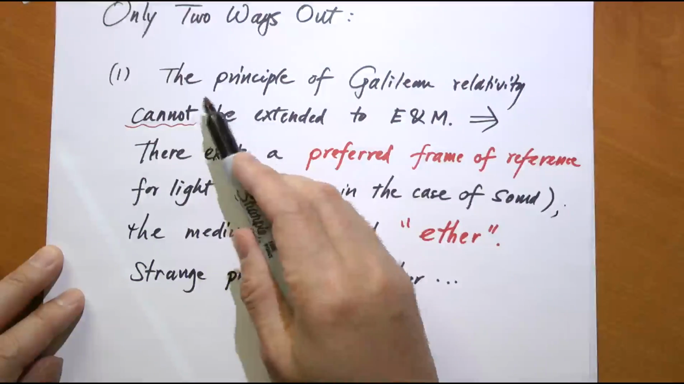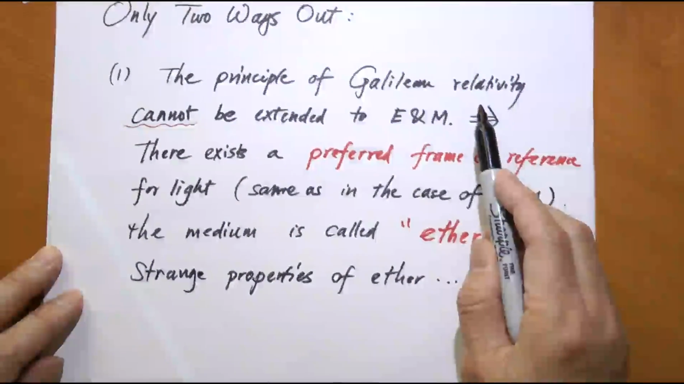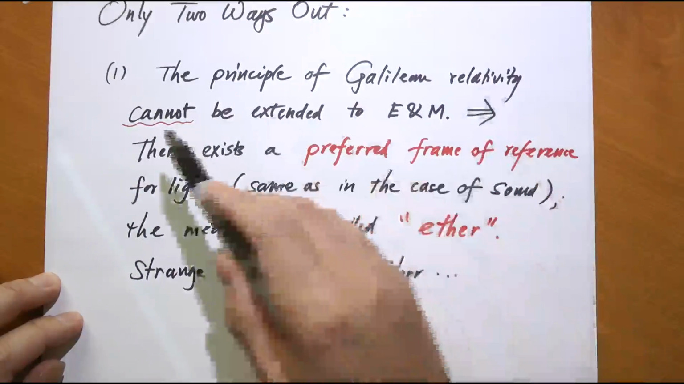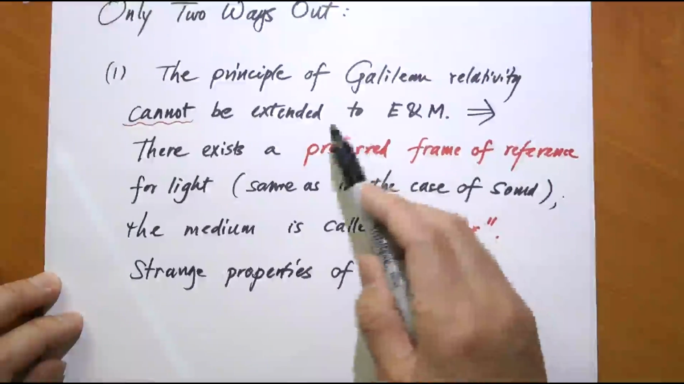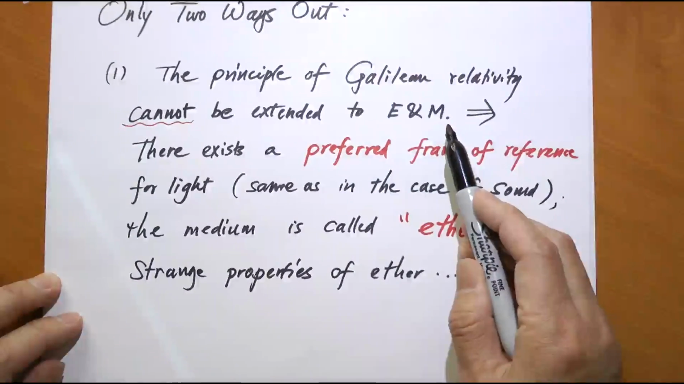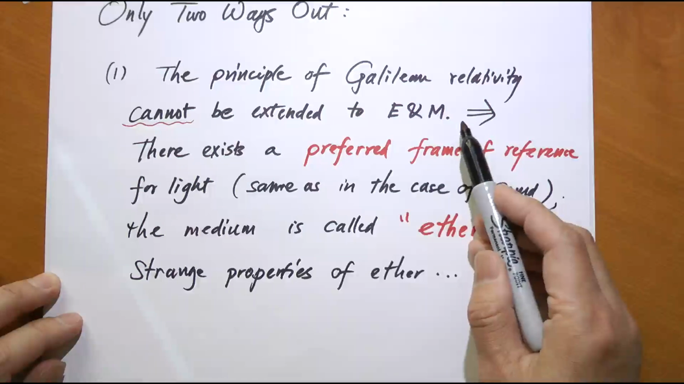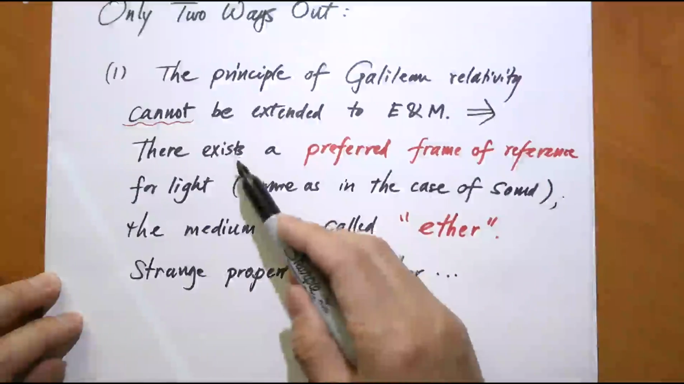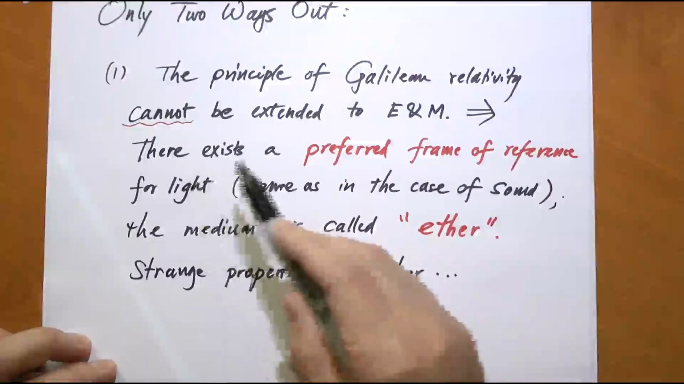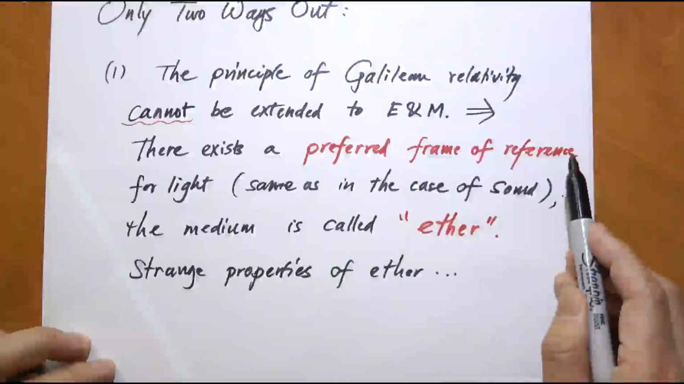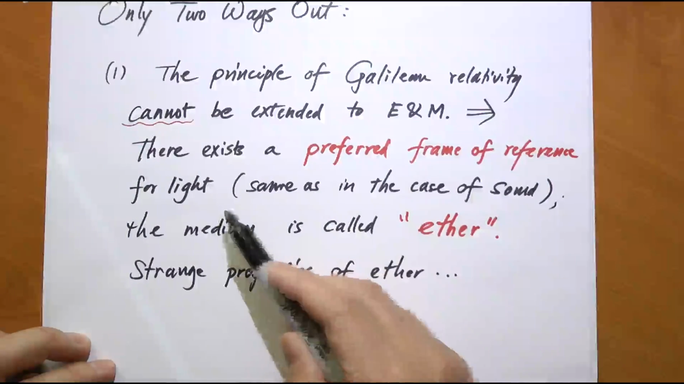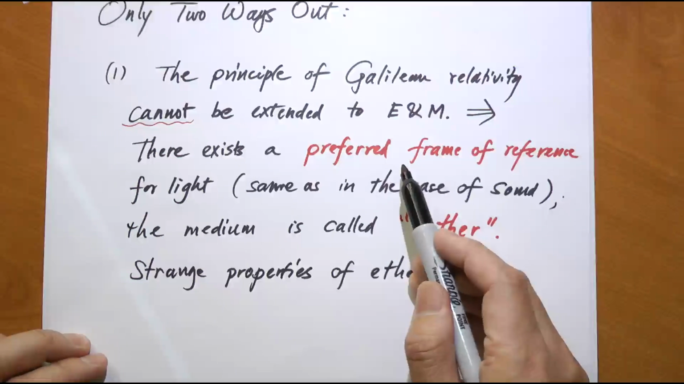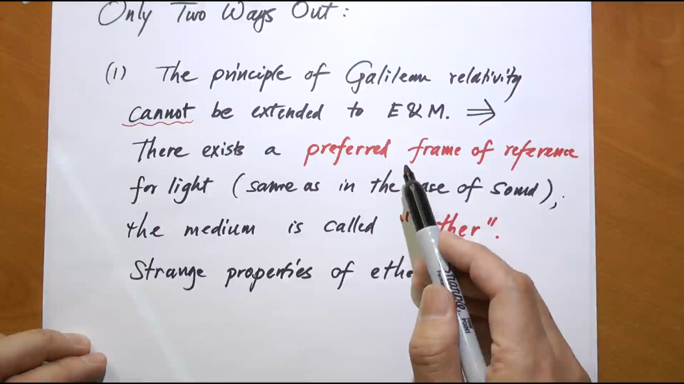One of them is to say, all right, the principle of Galilean relativity, which states that all laws of mechanics must be the same in all inertial reference frames, cannot be extended beyond mechanics to E and M. It is only valid for classical mechanics, but not for E and M. And when it comes to electromagnetic phenomena, there exists a preferred frame of reference for light. Only in that frame is the speed of light equal to 1 over the square root of epsilon naught mu naught.